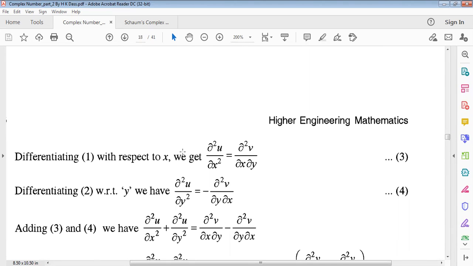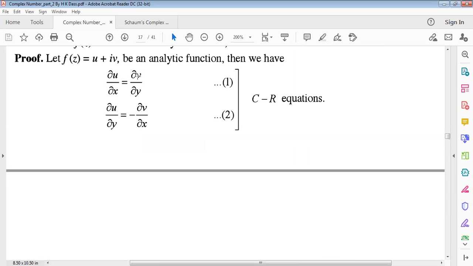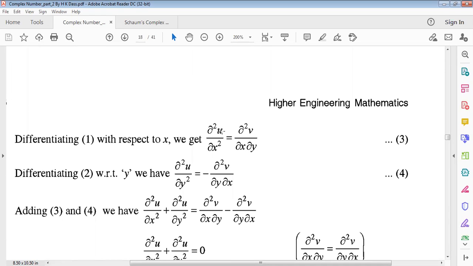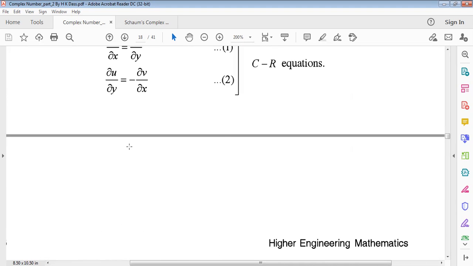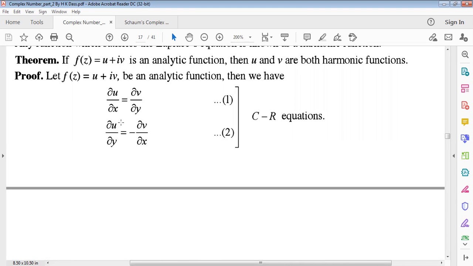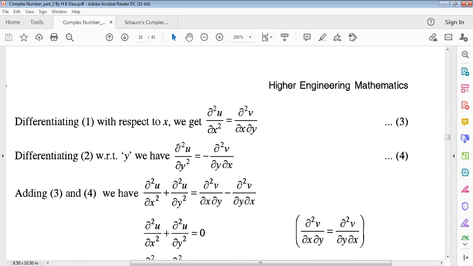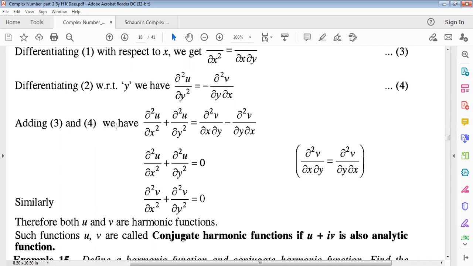del square u by del x square equals del square v by del y del x. Just differentiating equation 1 with respect to x. Similarly, differentiating equation 2 with respect to y, del square u by del y square equals minus del square v by del y del x. So from these two, equations 3 and 4, adding equations 3 and 4 as in the previous example, del square u by del x square plus del square u by del y square, what will it be? This is actually the same.